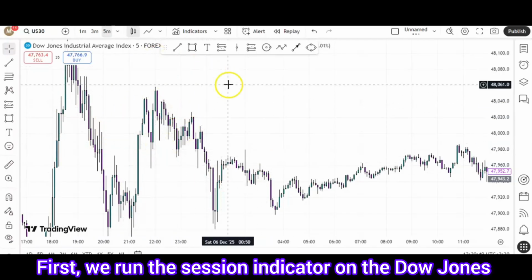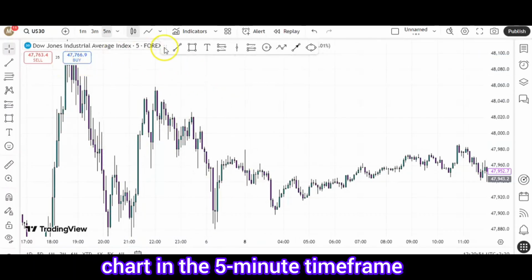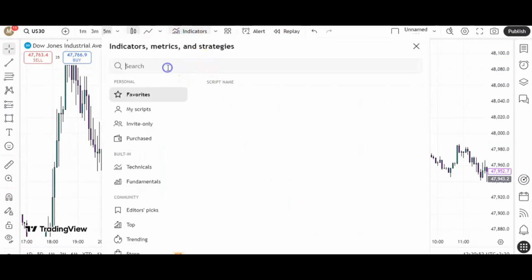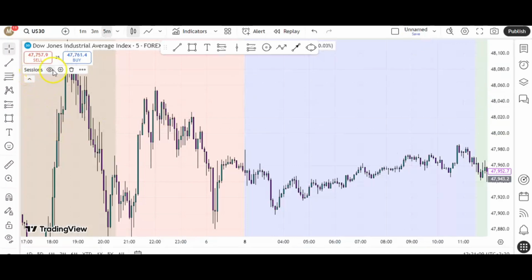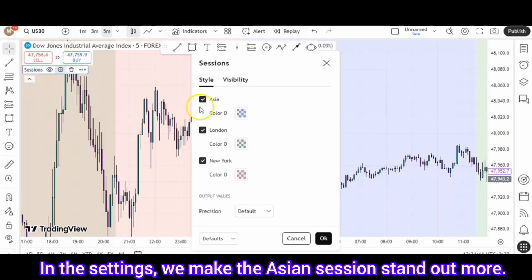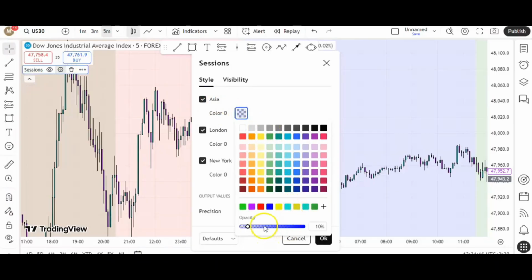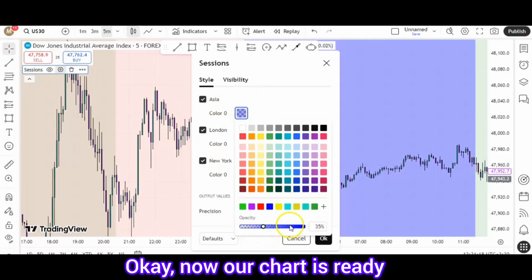First, we run the session indicator on the Dow Jones chart in the 5-minute time frame. In the settings, we make the Asian session stand out more. Okay, now our chart is ready.